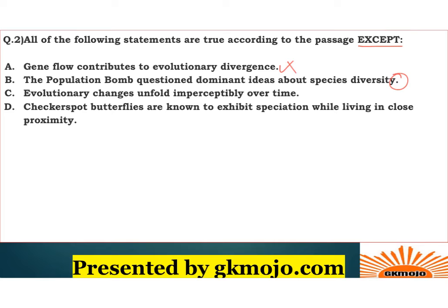Evolutionary changes unfold imperceptibly over years. Yes, this is mentioned. This is also eliminated. Checkerspot butterflies are known to exhibit speciation while living in close proximities. Even this is mentioned, right? Because the scientists who later performed the experiment, Ehrlich and Raven, said that in 50 acres, there were 3 types of species available, right? So this clearly is mentioned in the passage. So this is eliminated, this is eliminated, and this is eliminated. Hence the correct answer is option number B, which is not being mentioned in the passage at all. Yes, it is mentioned, but all dominant ideas, no. It only challenges one idea.